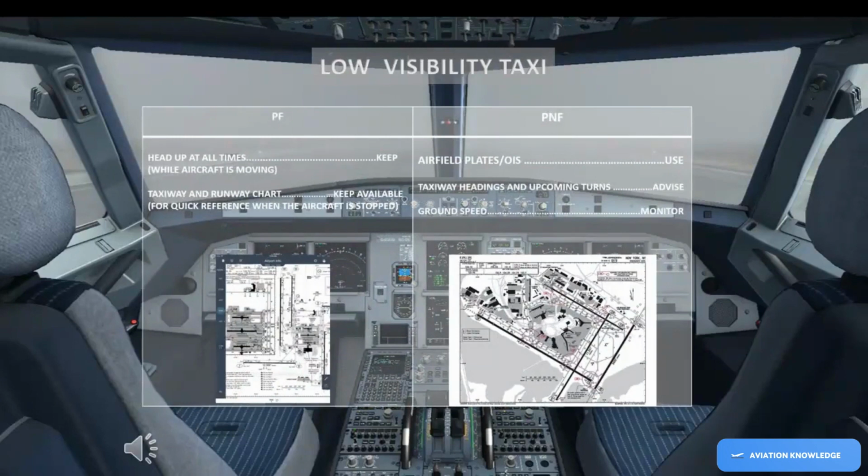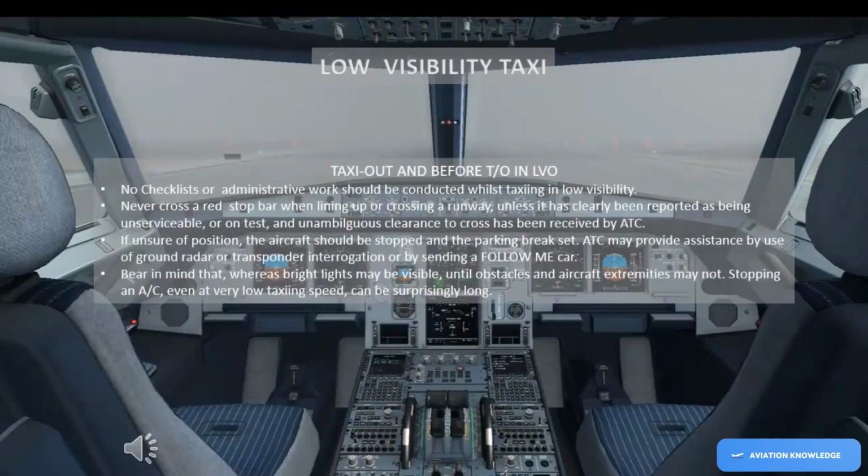Pilot flying: head-up at all times while the aircraft is moving. Taxiway and runway chart: keep available for quick reference when the aircraft is stopped. Pilot non-flying: airfield plates, OIUs. Taxiway headings and upcoming turns: advise. Ground speed: monitor. Taxi out and before takeoff in low visibility operation.